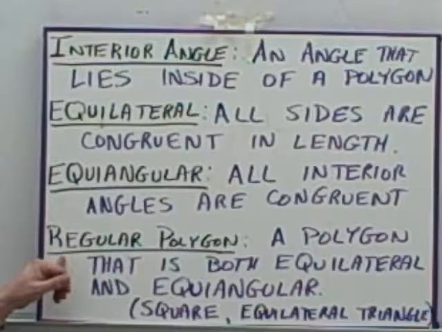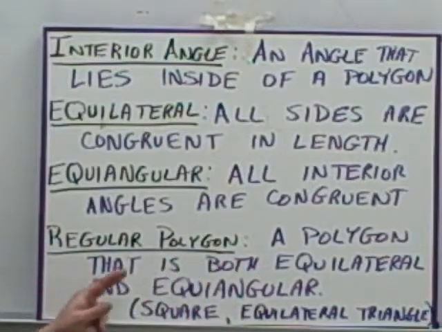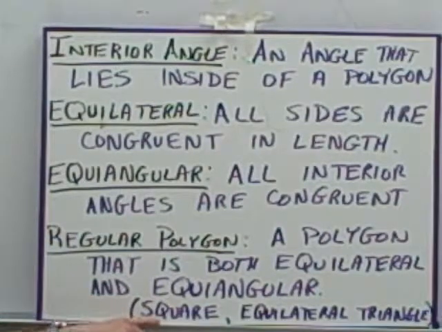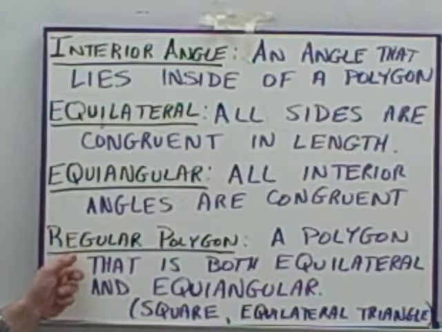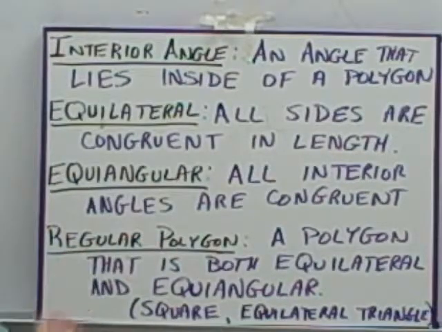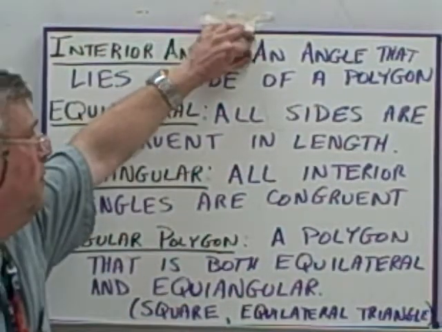A regular polygon is a polygon that is both equilateral and equiangular. A square has all 4 angles 90 degrees and all 4 sides the same length. So it is both equilateral and equiangular. It is a regular quadrilateral or regular polygon. The rhombus would be equilateral, but it would not be equiangular. An equilateral triangle has all 3 angles and all 3 sides the same length, so it falls into the regular polygon category as well.